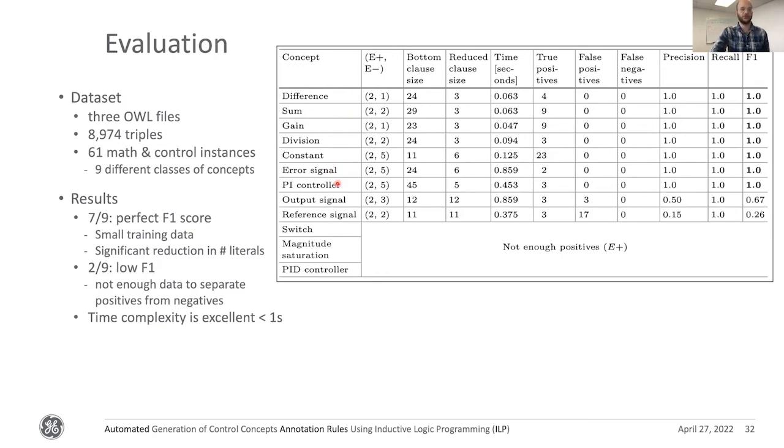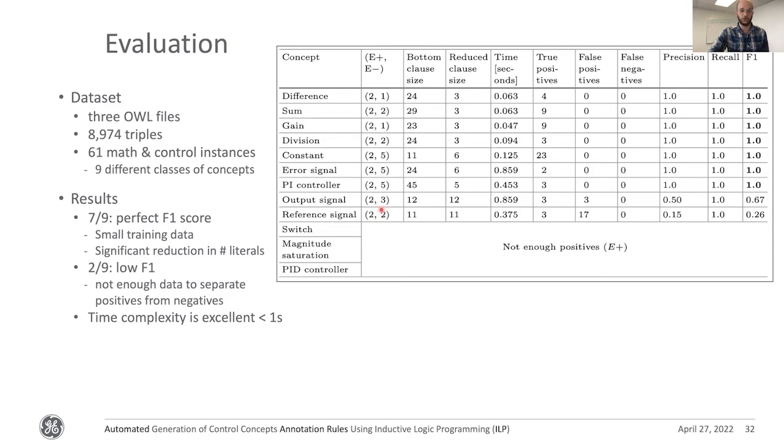What you see in the result is that for 7 out of the 9 concepts, we actually got a perfect F1 score. And we see that for all of the concepts, the rule was generated in less than a second, which is great because we want fast and efficient iterative cycles for development between the expert and the analyst.